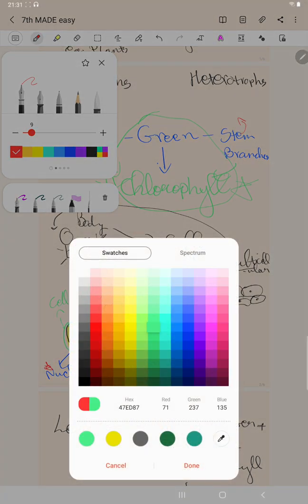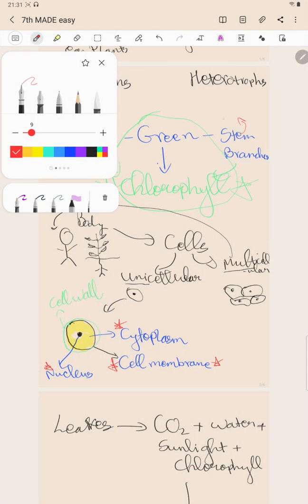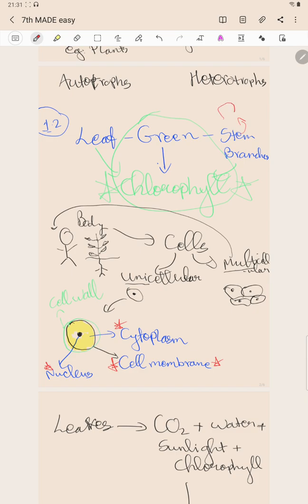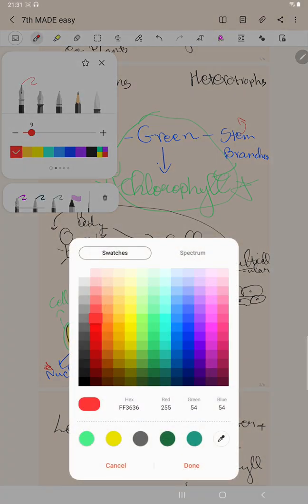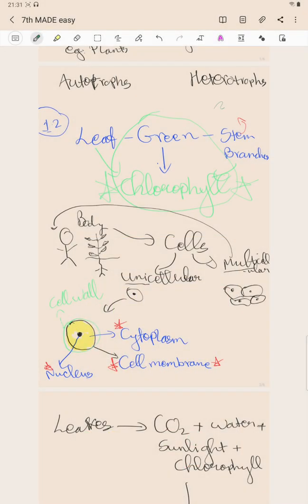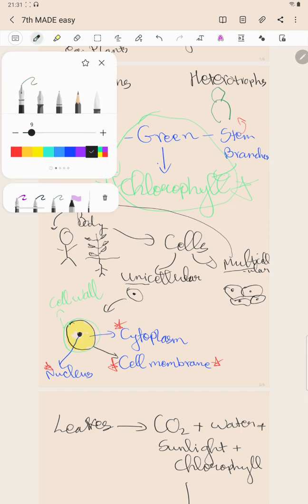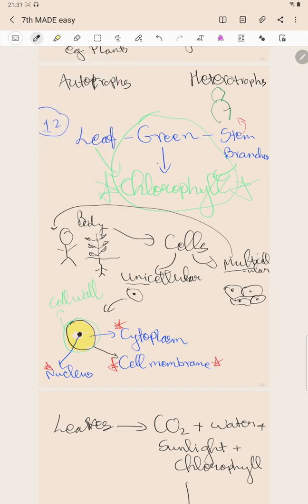For cacti, the stem is green. And cacti contain thorns. So what are these thorns? What do you think, guys? There are many thorns in the cacti. These thorns are none other than modified leaves.